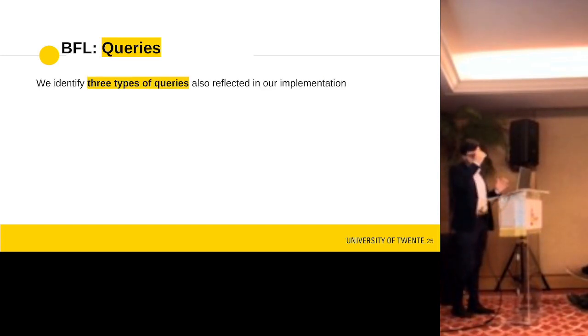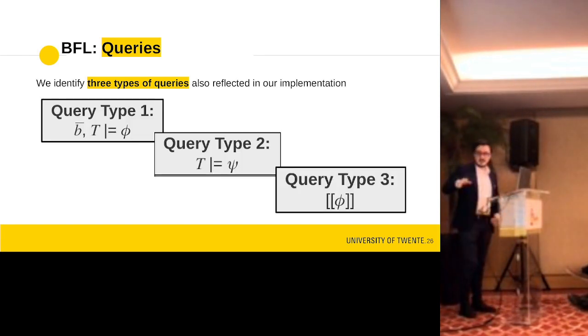We do distinguish between different queries. That also trickles down to the implementation of the artifact. We have query type 1, so we give a Boolean assignment on the leaves and the model, and we ask the usual model checking problem: is the formula of layer 1 satisfied with this assignment and with this model?